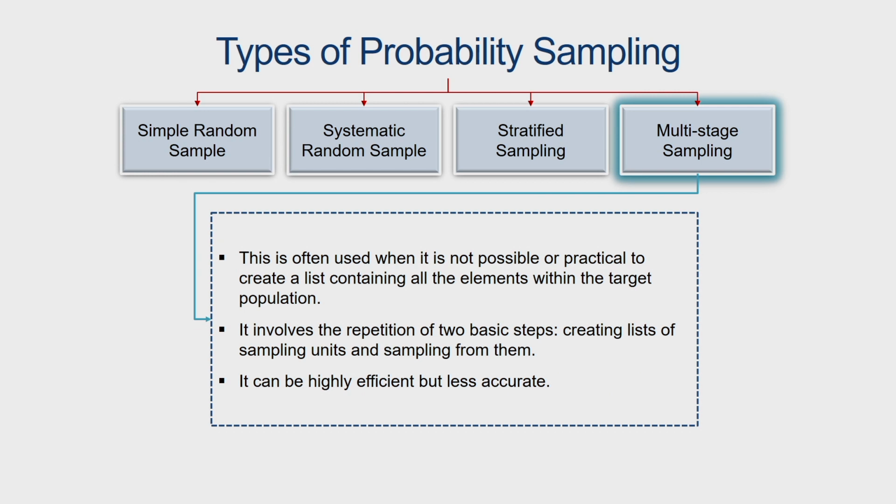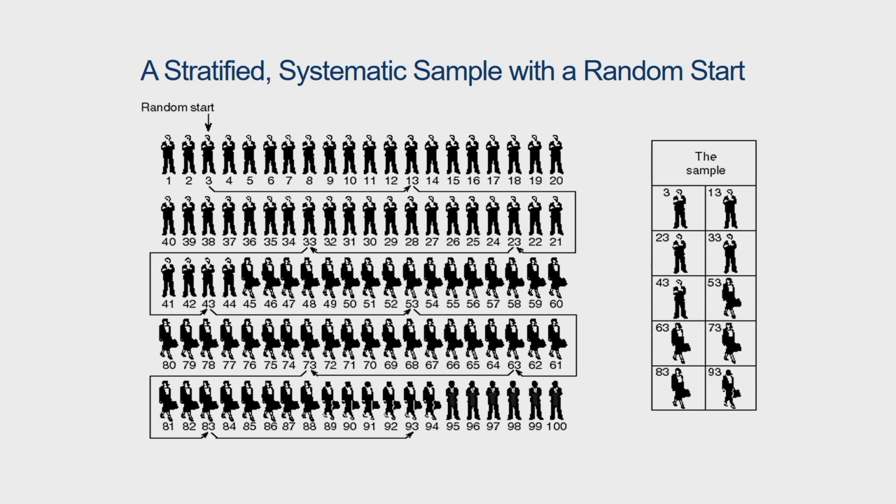Multi-stage sampling is often used when it is not possible or practical to create a list containing all the elements within the target population, and it involves repetition of two basic steps or many steps: creating lists of sampling units and sampling from them. It can be highly efficient but less accurate with regard to the estimates that we are calculating.